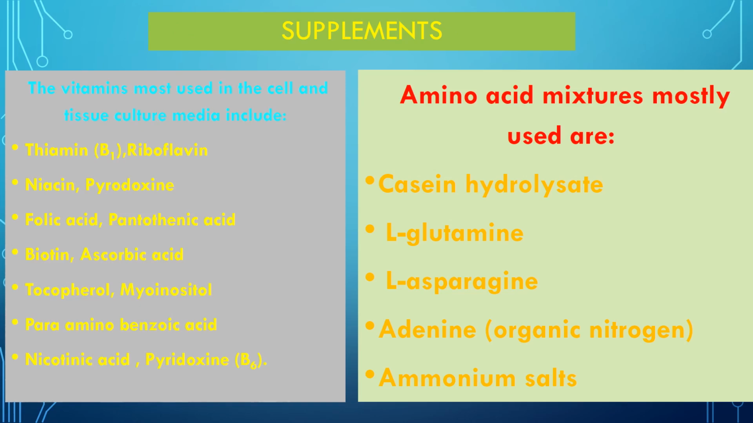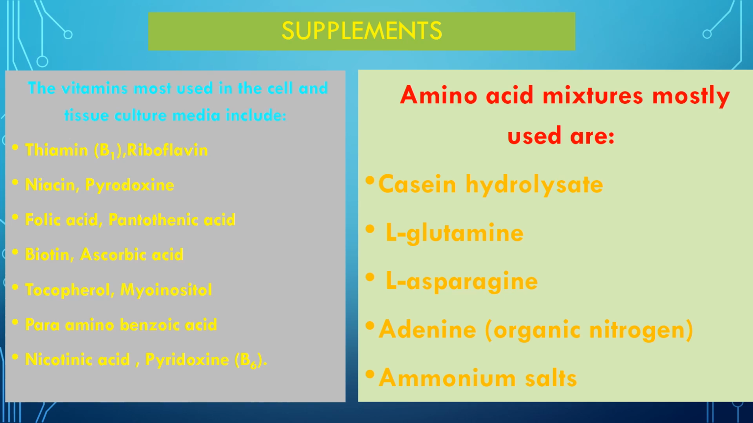The mature plant cells are capable of synthesizing all or most of these components, but the immature cells being coaxed for growth in culture need to be supplemented with these components. The major vitamins added to the media are thiamine, riboflavin, niacin, pyridoxine, folic acid, pantothenic acid, biotin, ascorbic acid, tocopherol, myoinositol and para-aminobenzoic acid.